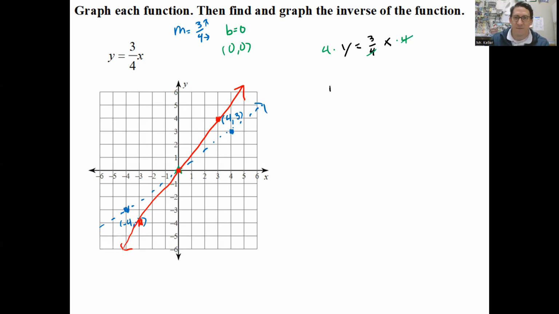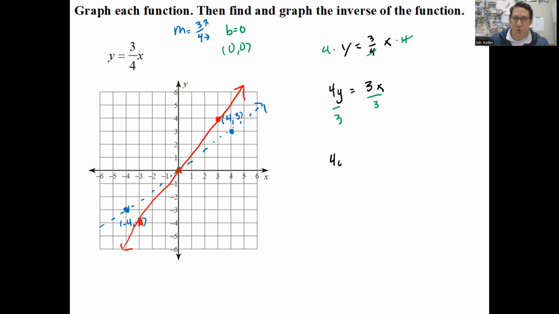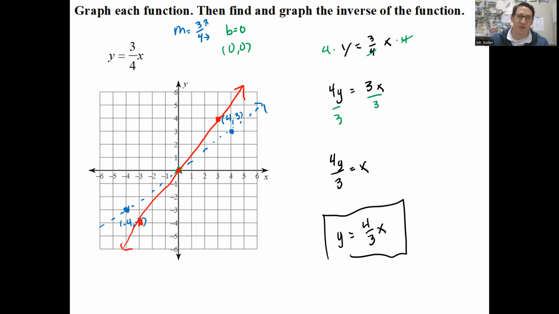So I get 4y is equal to 3x. And then divide by 3. So I get 4y over 3 is equal to x. And then flip-flop the x and y. So it's going to be y is equal to 4/3 x, the inverse function here. And then we have a graph.